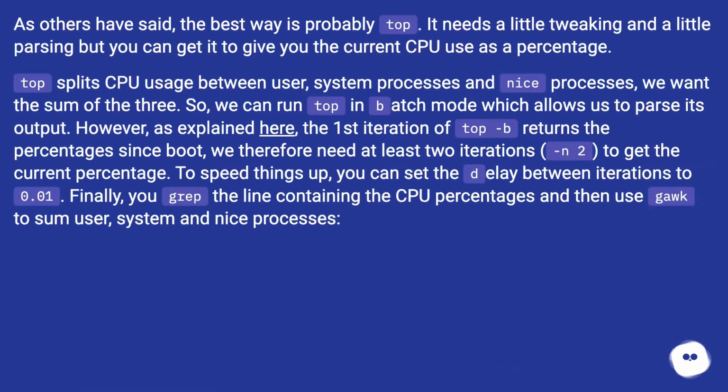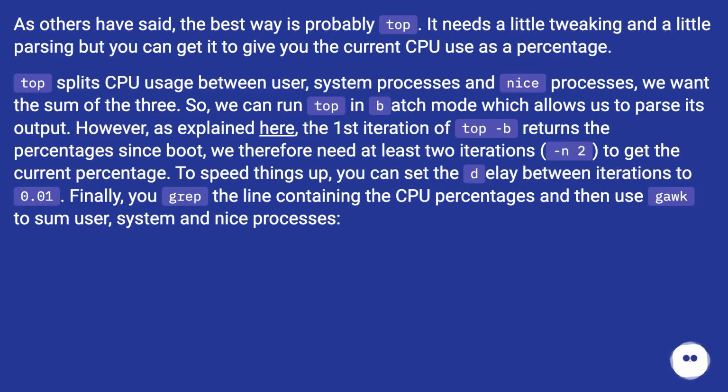As others have said, the best way is probably top. It needs a little tweaking and a little parsing, but you can get it to give you the current CPU use as a percentage. Top splits CPU usage between user, system processes and nice processes. We want the sum of the three.